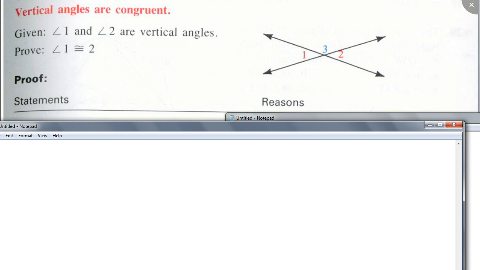Anyway, so can I start with this given? Actually, I can prove this really well. Look, I could do this. Given that angle 1 and 2 are vertical angles, step 2, I could say, oh, vertical angles are congruent. I'm done.